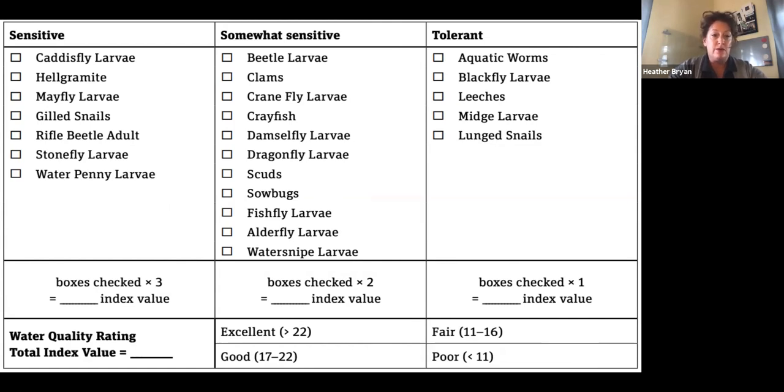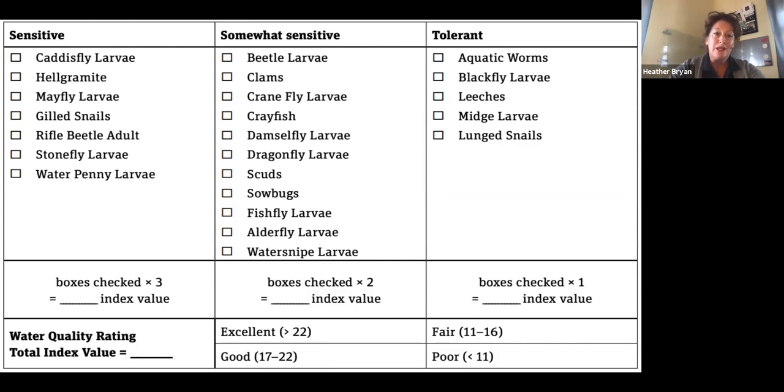Organism B that we saw before was a water penny. So far we've seen organisms that are in the somewhat sensitive zone and also in the sensitive zone. That indicates that our water has very high levels of oxygen. It's pretty clean, with low sediment loads and good temperatures. The next organism that we saw, letter C, was a mayfly larva. And as you can see here above, again, that is a sensitive organism.